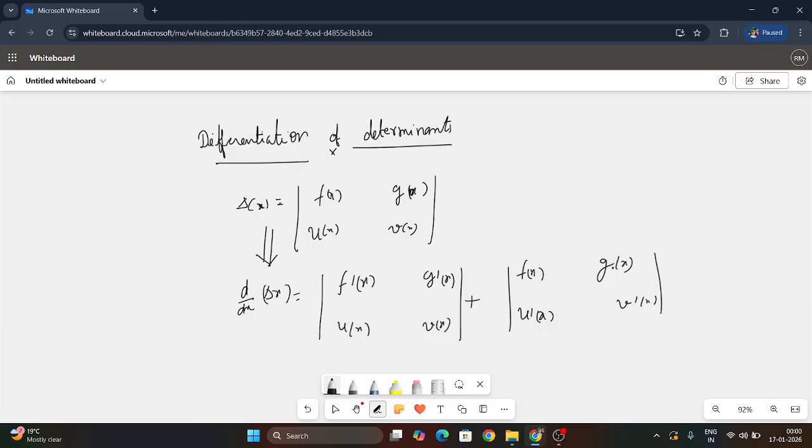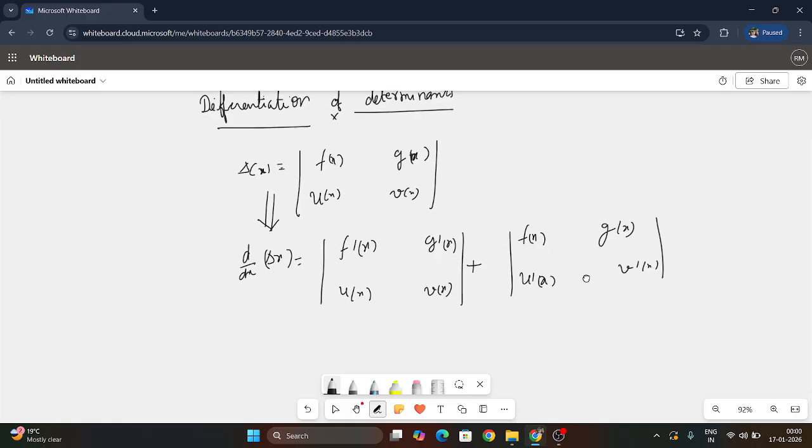In this way, by using this, we have to solve the problems. This is a 2 cross 2 matrix, so we are finding the determinant of this. If this was 3 cross 3, we had to do the same thing: first row, second row, and then third row. First differentiate the first row, plus differentiate the second row, and then differentiate the third row, and the remaining are going to be as they are. So in this way you can solve it.